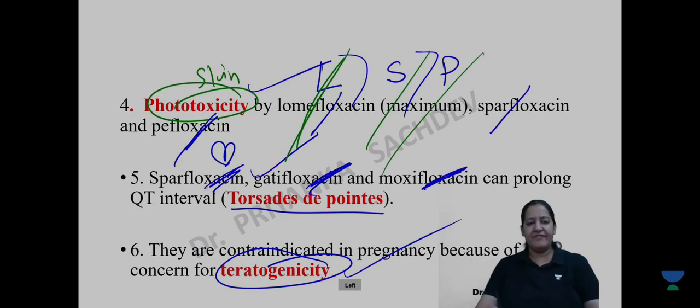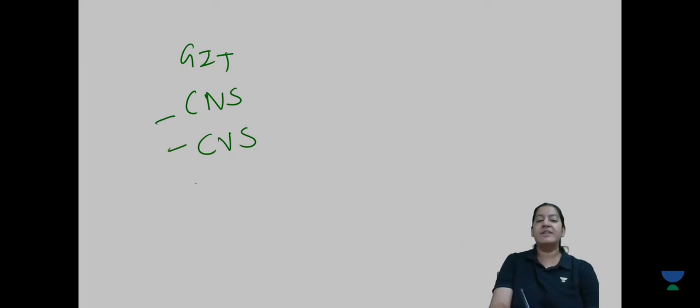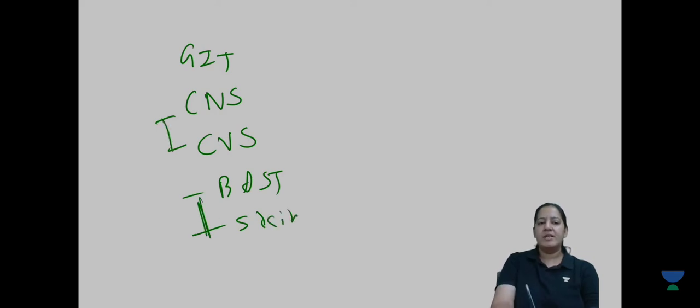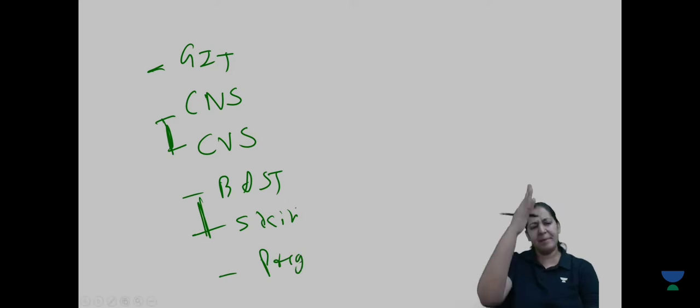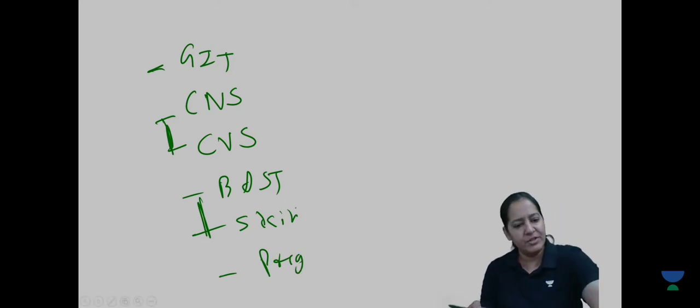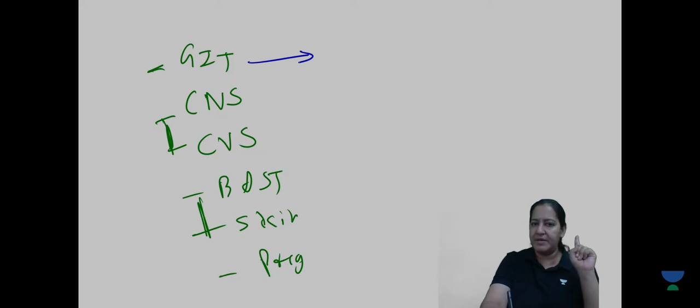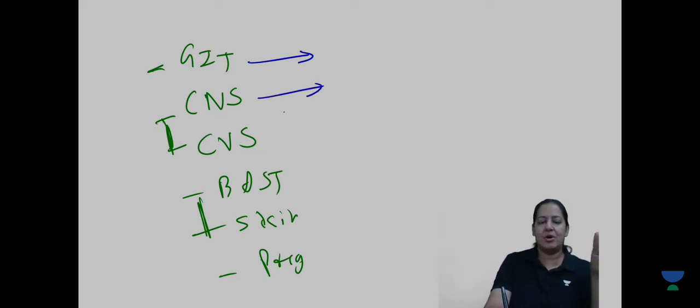So tell me the six side effects again. Will you try the six side effects? So GIT, CNS, CVS. Say together. After that, bone soft tissue and skin. Say together. ये दोनों साथ में याद आ जाएंगे. Skin and bone soft tissue. CNS, CVS, GIT, and in the end, say pregnancy. I don't have any mnemonic, but I guess it's simple. In GIT, you know it's nausea, diarrhea, vomiting, constipation. CNS, seizures, mood disorders, sleep disorders.